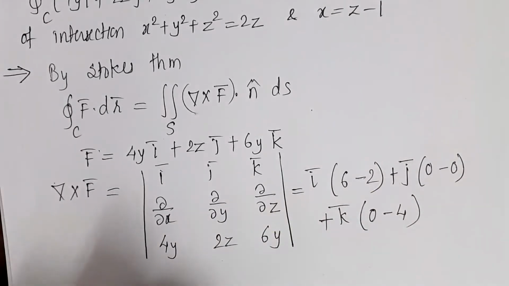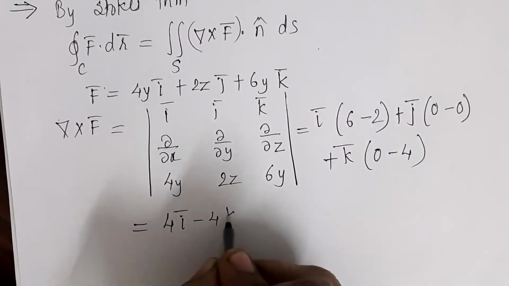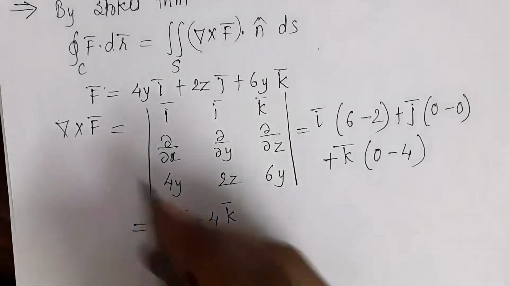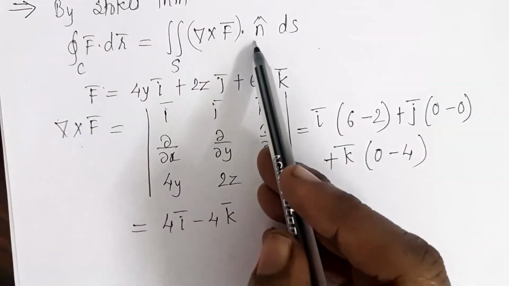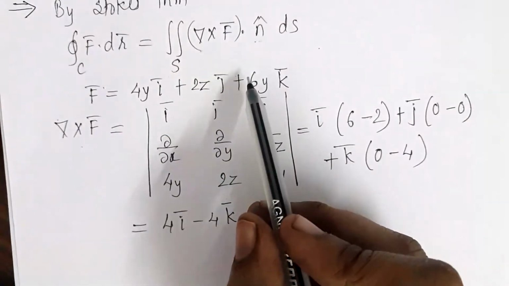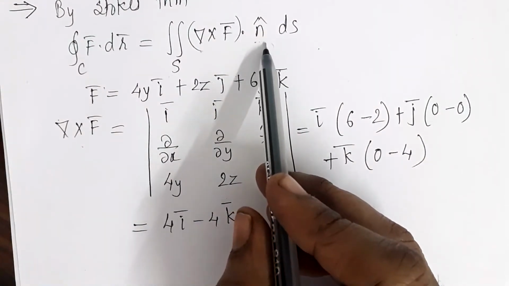So it is equal to 6 minus 2 is 4i, minus 4k. 4i minus 4k, del cross f we got. Now we want the n cap vector. N cap is the unit normal vector.